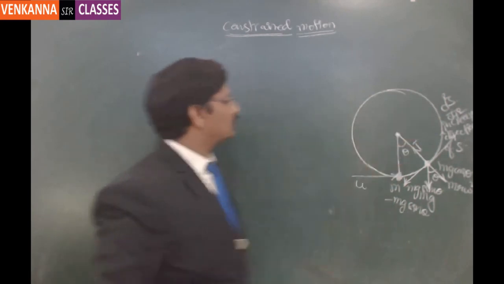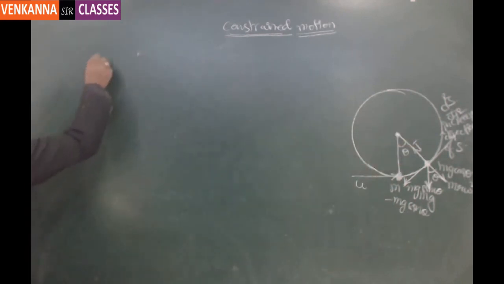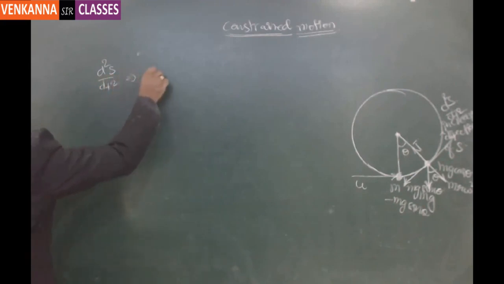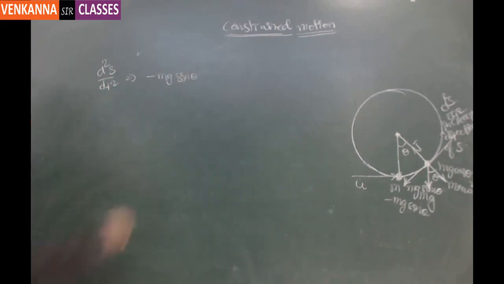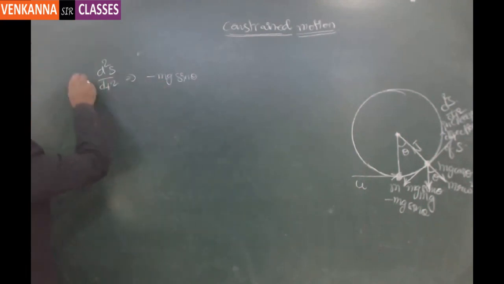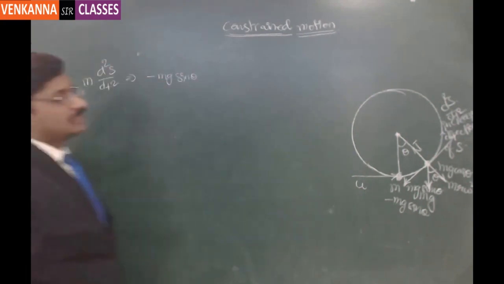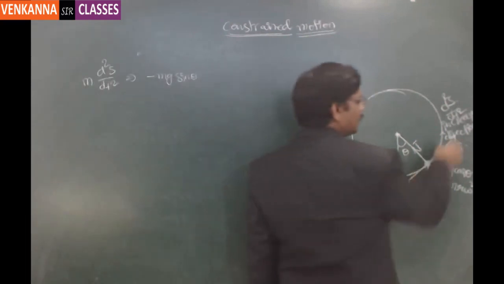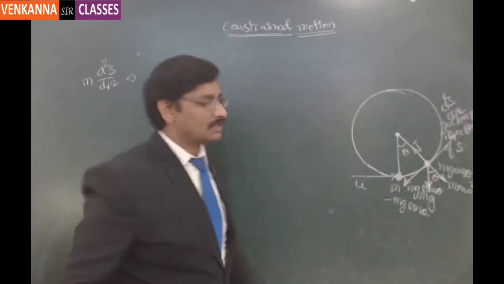So this d²S/dt² has to be treated as minus mg sin theta. So d²S/dt² is equal to minus mg sin theta, right? Sorry, mass times d²S/dt², because d²S/dt² is nothing but the acceleration, right?